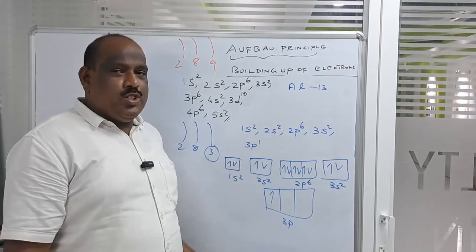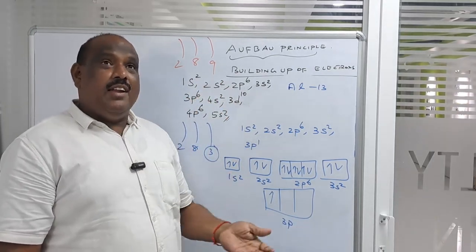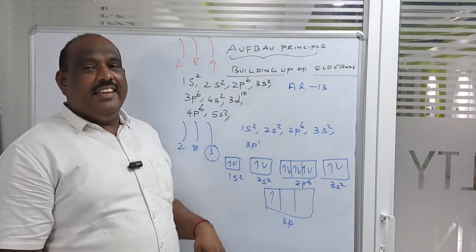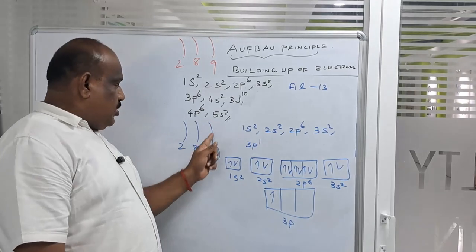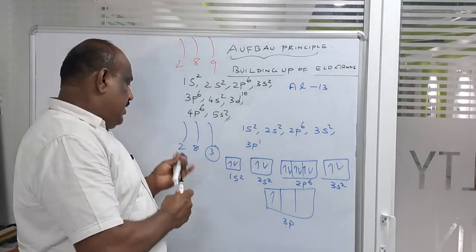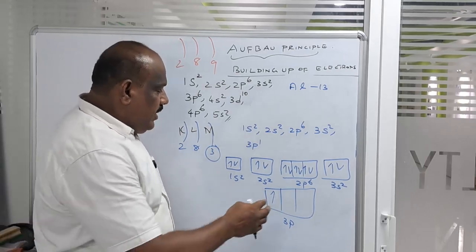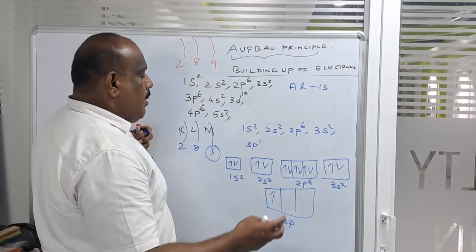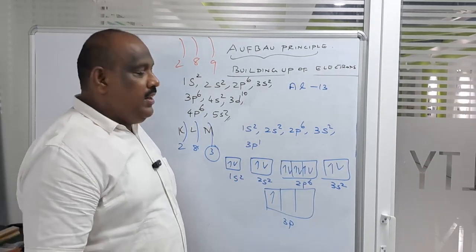Now here, what is the outermost shell? Outermost shell, not subshell. What is the outermost shell? Now it is M. M, that is 3. So this is the outermost shell. This is K, L, M. Now what happens means both are in the same shell.